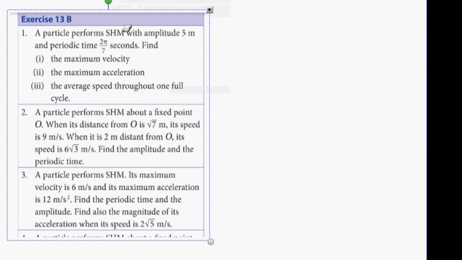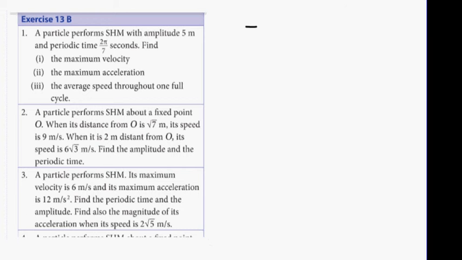Amplitude A. So it's basically just make a list of the letters you're given, okay? So look, A equals 5. Periodic time, T equals 2 pi over 7. Find its maximum velocity. So phi max is what, guys? Phi max is omega A, right?